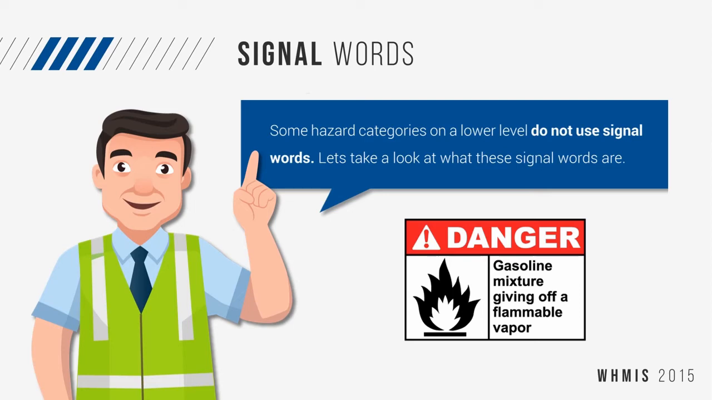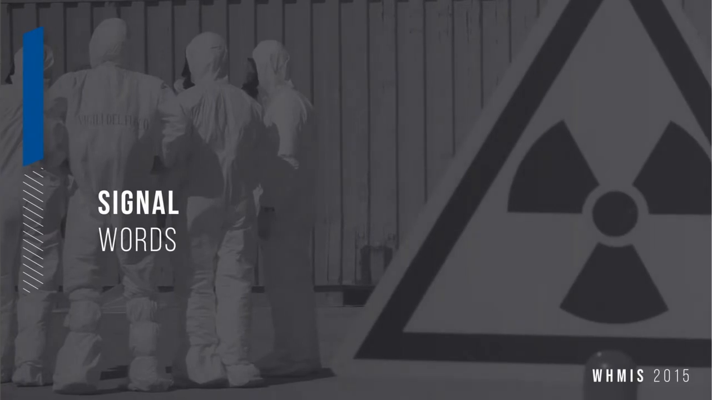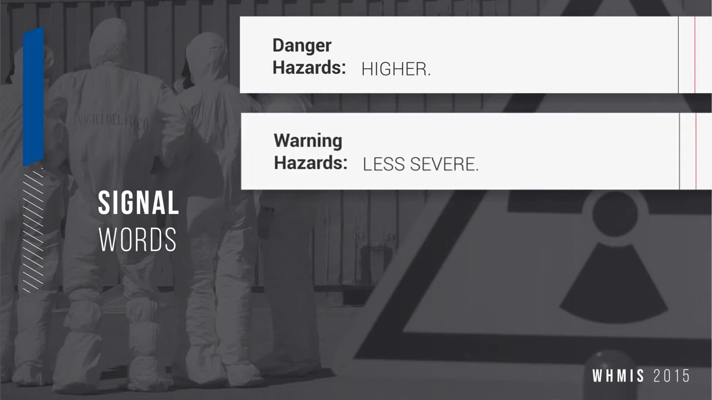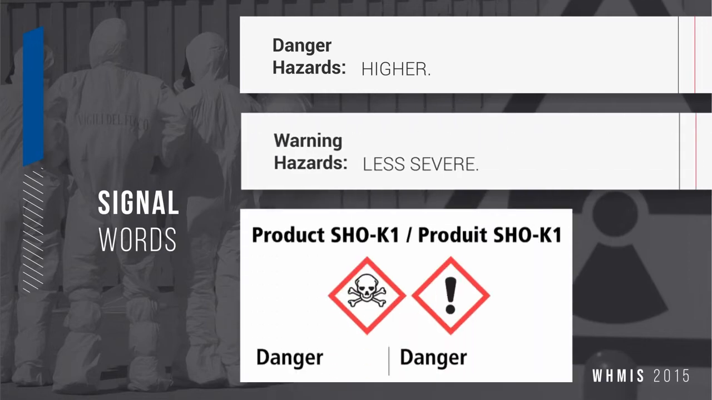Let's take a look at what these signal words are. There are only two signal words used and assigned to the hazard categories: danger and warning. Danger represents a higher risk, whereas warning is less severe. When you see a danger on a label, it's one of the first indications that the product is extremely hazardous, and you should use caution. Always read and follow the instructions on the label.